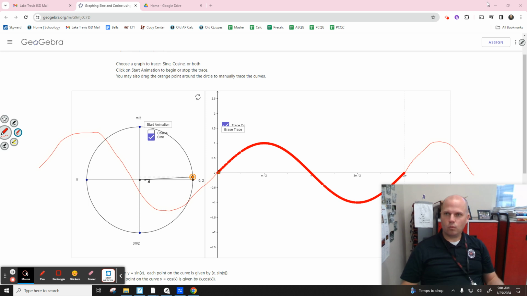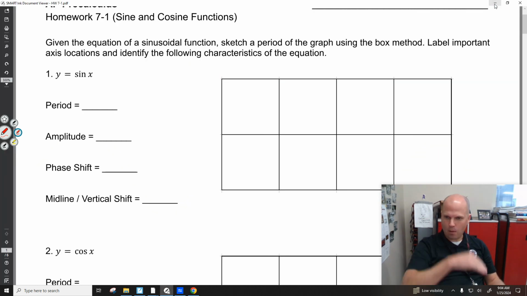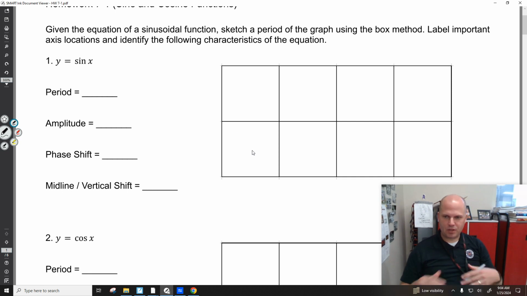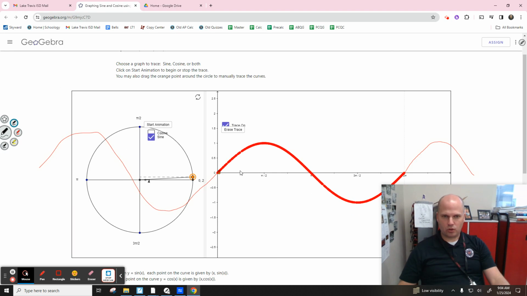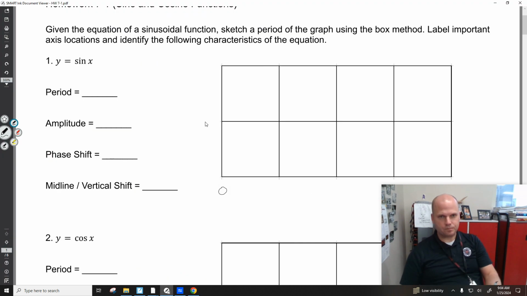This is what's called a sinusoidal function. It's got waves, and it's got very specific characteristics. So here's how we're going to graph it. We use this kind of box method because it makes it easier, where we pay attention to the midline. We know the sine of 0 is 0. So I'm going to put my starting point at 0 here, and I'm going to put my midline, the middle of the graph that I see.